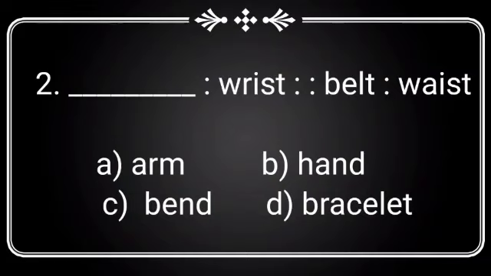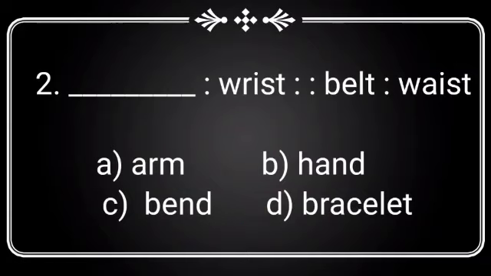Next question. Dash : wrist, belt : vest. So what is the answer? Belt is related to vest. Yes or no? Yes. So like that, wrist is related to dash. We want to find the answer. Here are four options: arm, hand, bent, bracelet. So what is the answer? Wrist is related to bracelet.